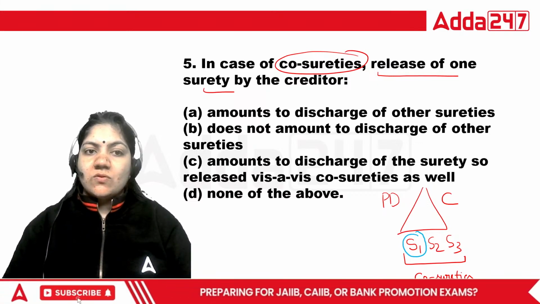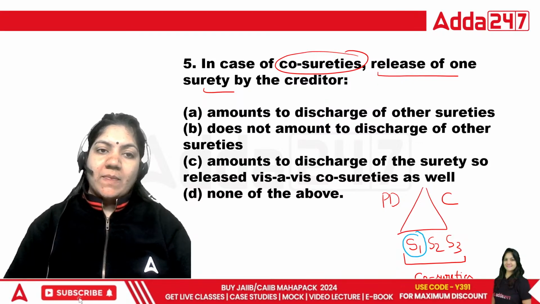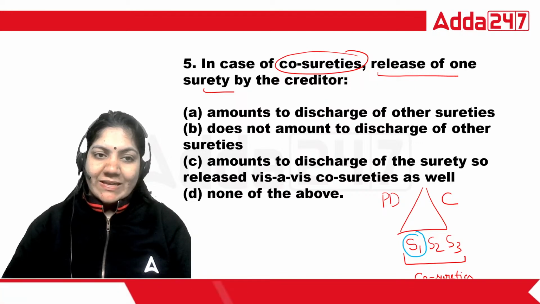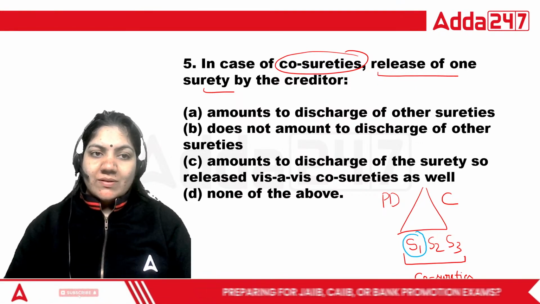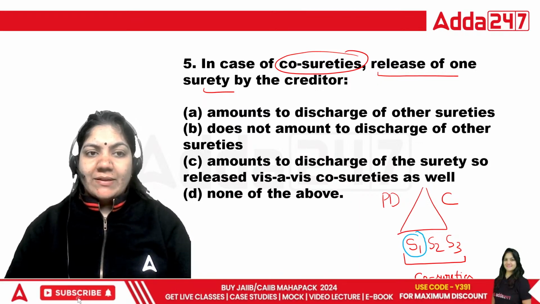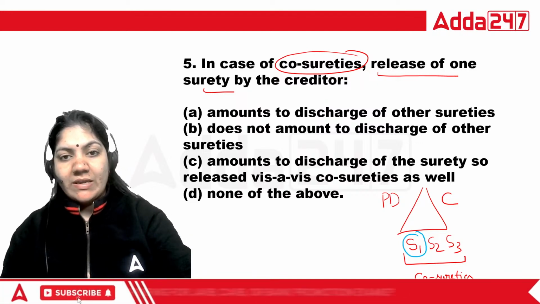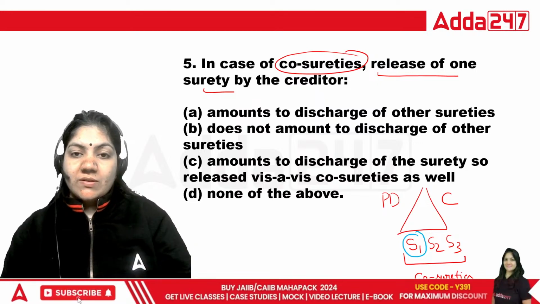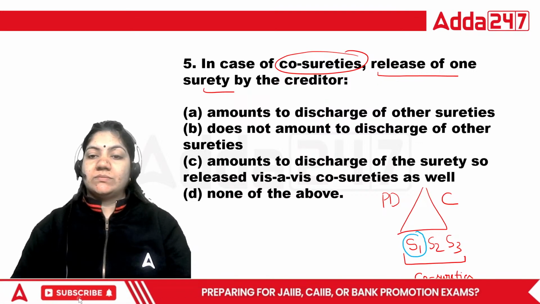In the case of co-surety, it means more than one surety. If the creditor releases one, it means that S1 has already paid the money to the creditor. So the release of one surety by the creditor amounts to discharge of the other, it means the other surety's relations will end, does not amount to discharge of the other, amounts to discharge of the surety so released, co-surety as well as, and none of the above.